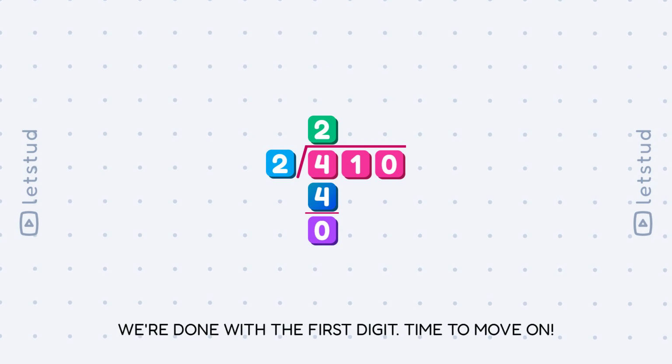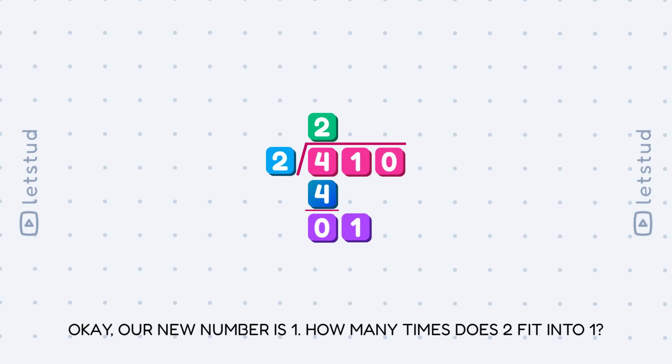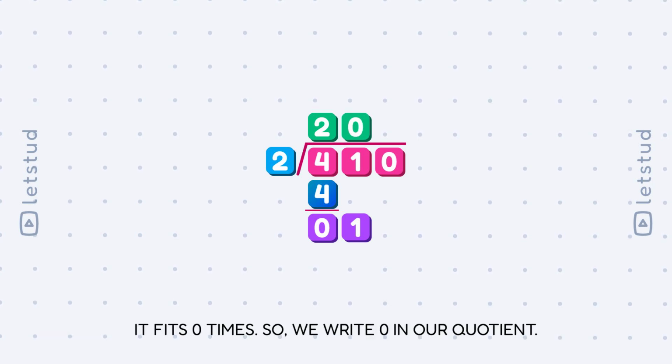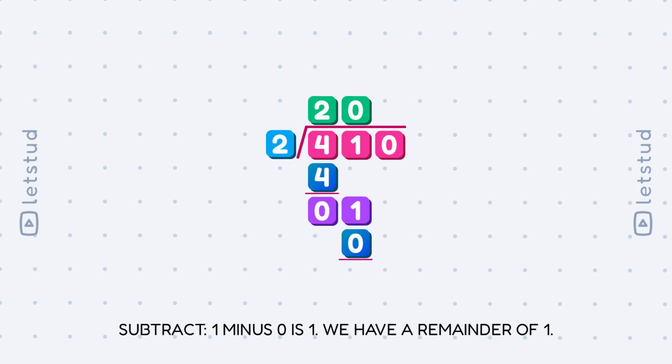We're done with the first digit. Time to move on. Next up, we bring down the next digit from 410, which is 1. Now we have 1. Okay, our new number is 1. How many times does 2 fit into 1? It fits 0 times, so we write 0 in our quotient. Let's see, 0 times 2 is 0. Write 0 under the 1. Subtract. 1 minus 0 is 1. We have a remainder of 1.